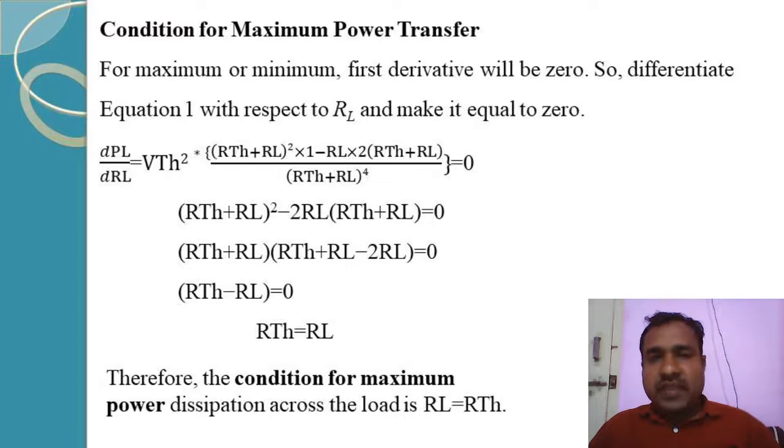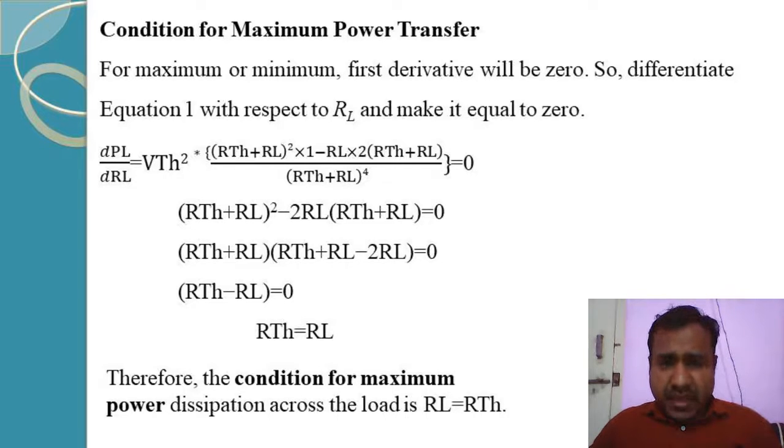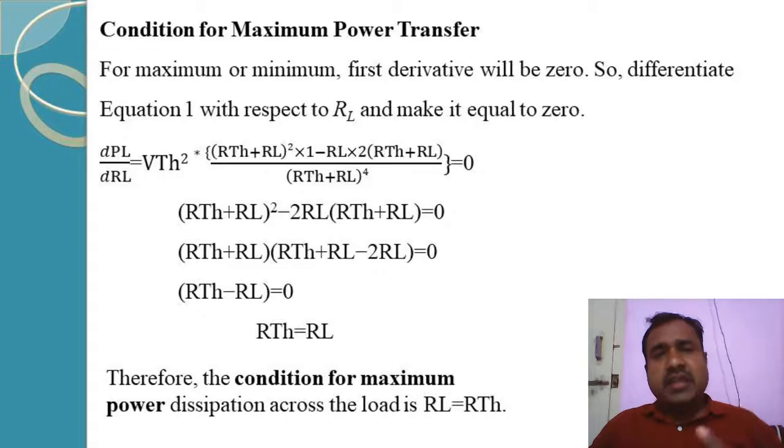Now, this equation becomes 0 when the numerator is equal to 0. So I am setting the numerator to 0, that is (RTH + RL)^2 minus 2RL(RTH + RL) is equal to 0. I will just rearrange it. I'll take (RTH + RL) common in this. So what remains? In the first term, again (RTH + RL) remains, and in the second component just the minus 2RL remains. So in this condition, the second factor becomes RTH minus RL.